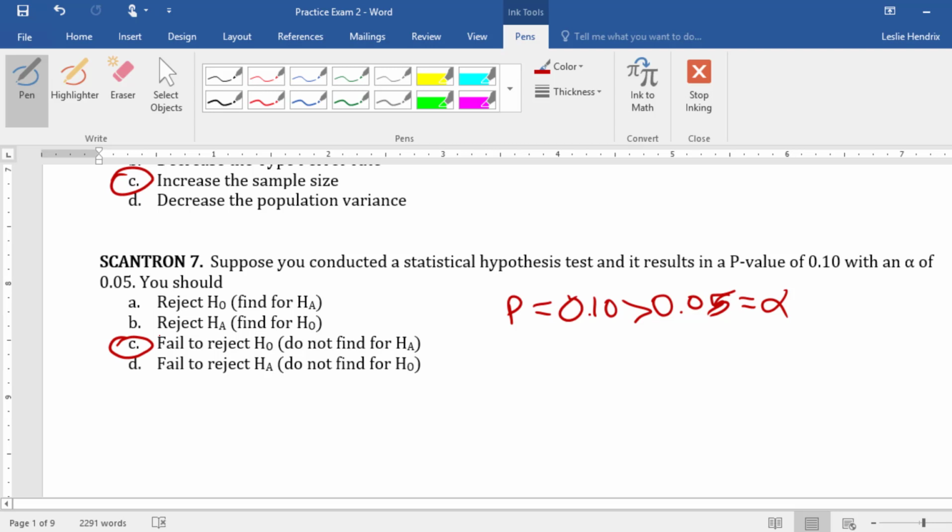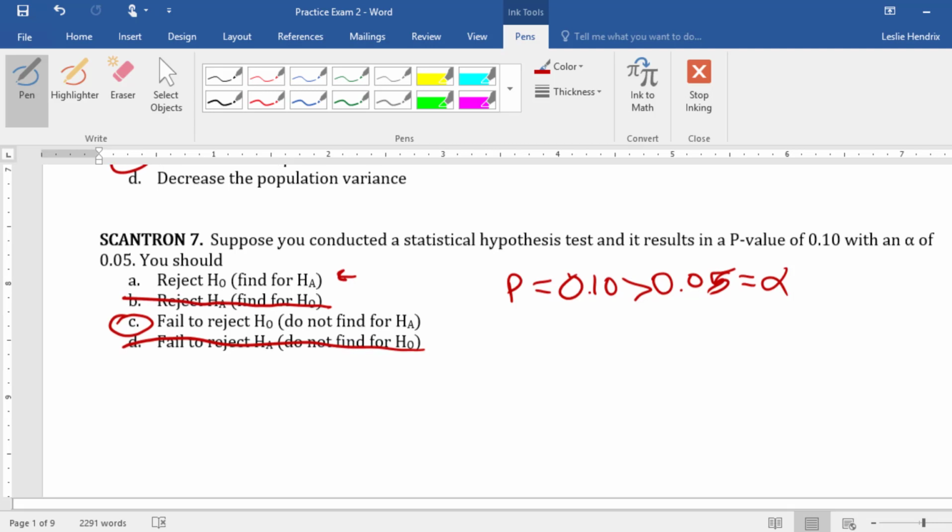Now, if your p was lower than your alpha, then you do this one right here. Reject the null and find for the alternative. Notice that answer choice B is never a correct answer under any circumstances, and neither is answer choice D. You either reject the null and find for the alternative or fail to reject the null. You don't find for the alternative.